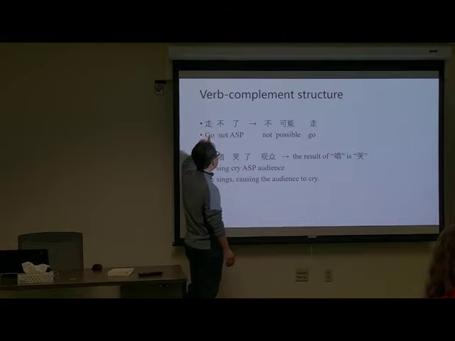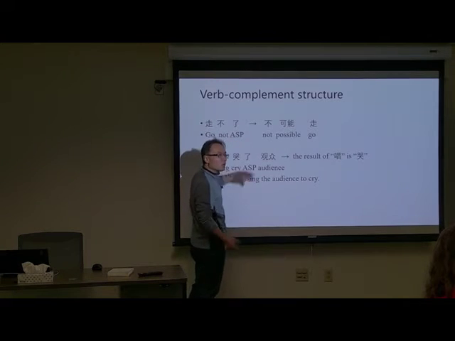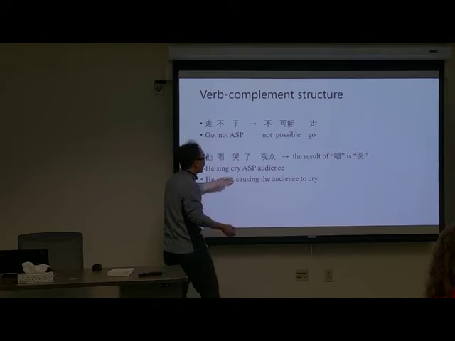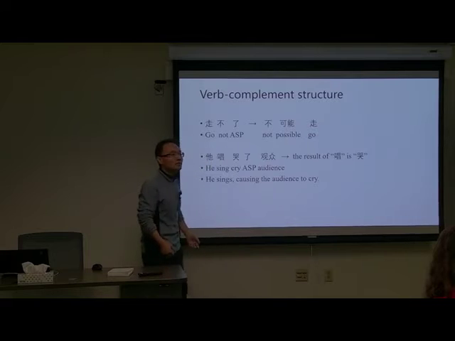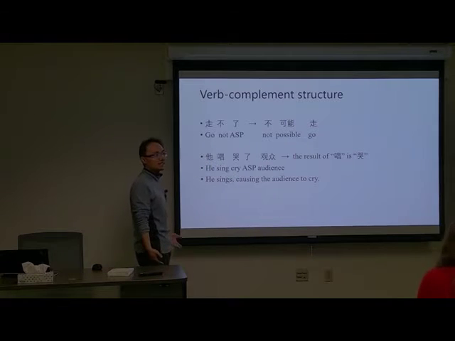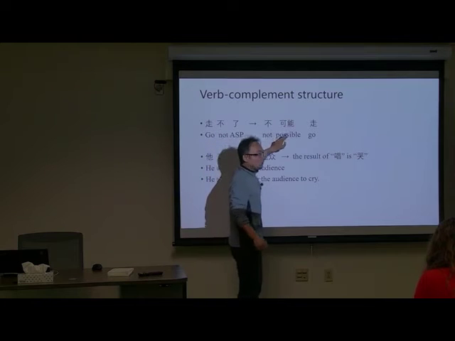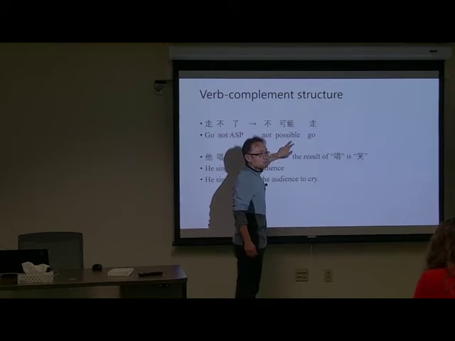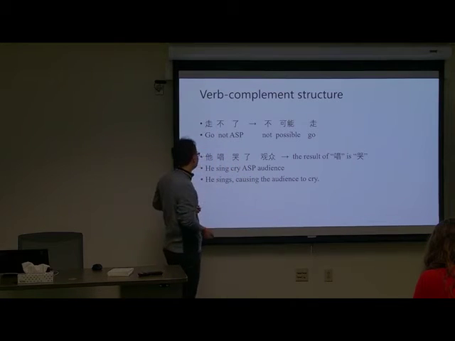For example, "go not complete." What does it mean? It means not possible to go. You can't go. It means this. So that's crazy. And in the AMR way, we can annotate it. We can represent it right, not wrong.